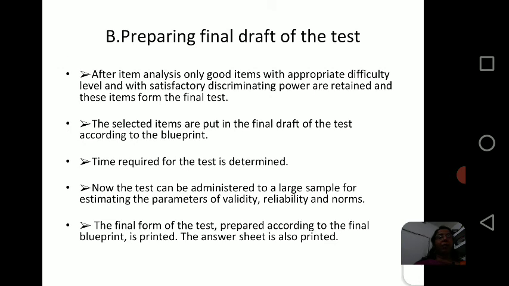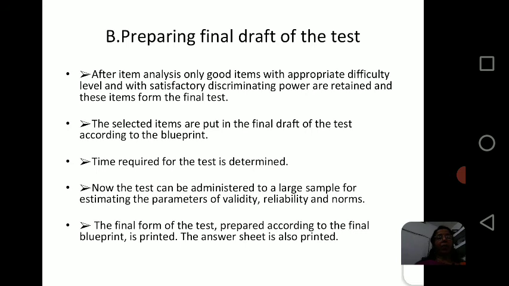Prepare the final draft of the test. After item analysis, only good items with appropriate difficulty level and satisfactory discriminating power are retained, and these items form the final test. After calculating the DI and DP, we will select the suitable items for the final draft. The selected items are put in the final draft of the test according to the blueprint. Time required for the test is determined. Now the test can be administered to a large sample for estimating the parameters of validity, reliability and norms.